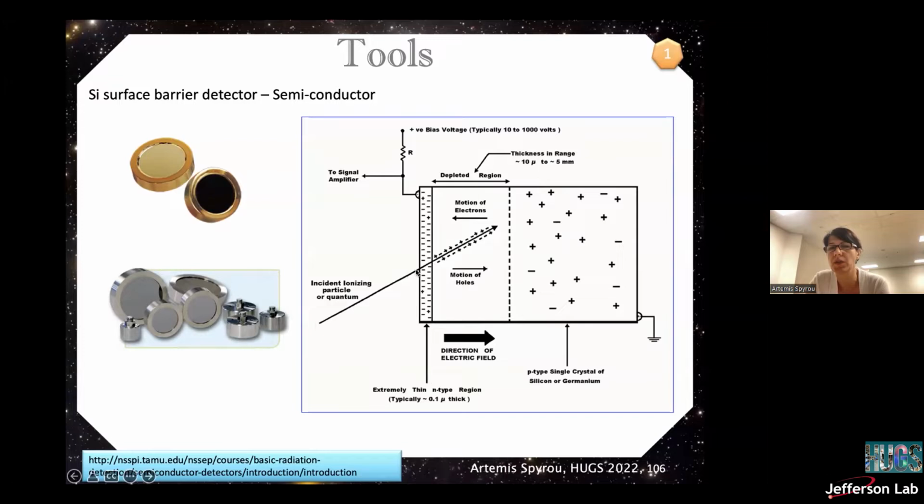And then when a particle goes through and deposits energy in this volume, it creates charges, and those charges can then be collected. And once they're collected, you have an electric signal that corresponds to the amount of energy deposited in that part of the detector. So then you can have an electric signal.